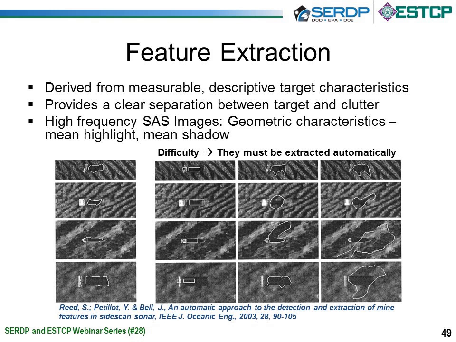And so step one in this process is the feature extraction process. What this is doing is you're essentially taking these data products and asking yourselves, all right, how can I extract information from this that has the potential to discriminate between targets and clutter items? So when we say feature, these are derived from measurable descriptive target characteristics. Ideally, they're going to provide a clear separation between a target and a clutter item.